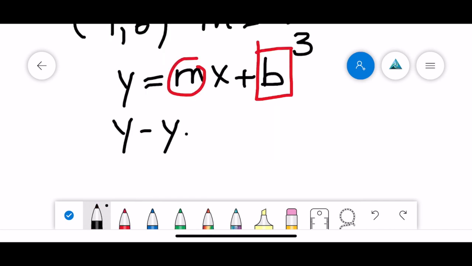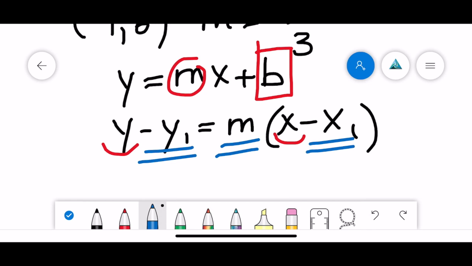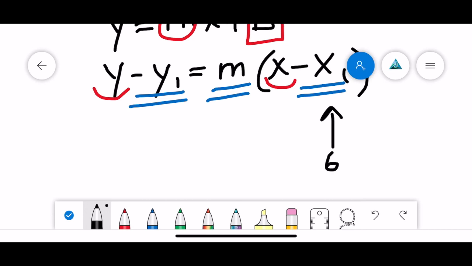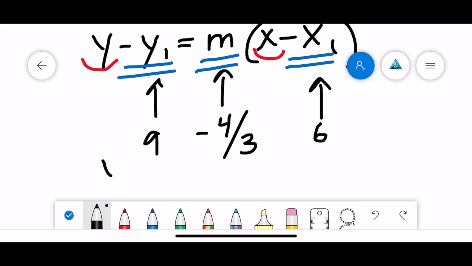Remember, the point-slope formula is y minus y1 equals m times x minus x1. In this formula, y and x will stay as y and x. The m is your slope that's given. And then finally, your y1 and the x1 are the coordinates of the point that's given. So this x1 is 6, this y1 is 9, and your slope m is negative 4/3. Let's plug these numbers into the formula, and here's what we have.